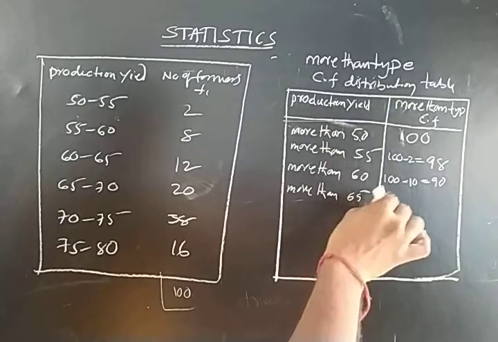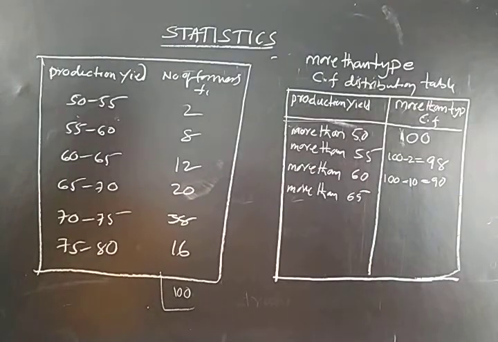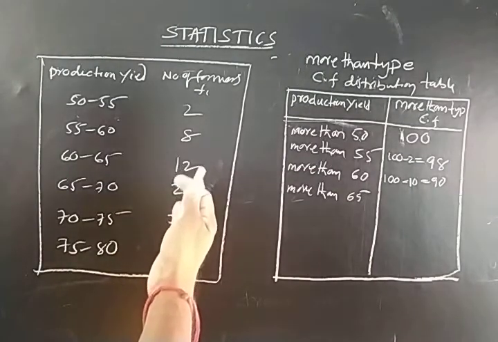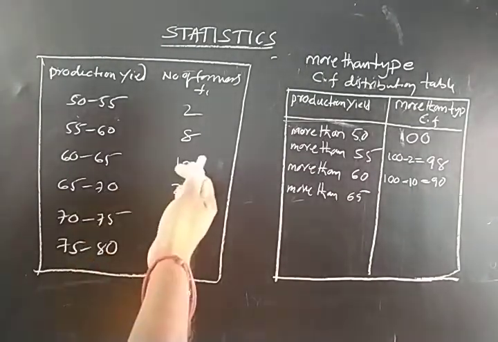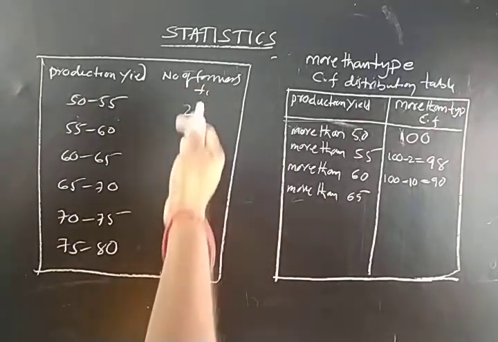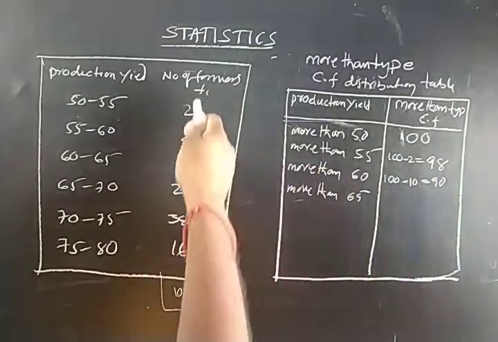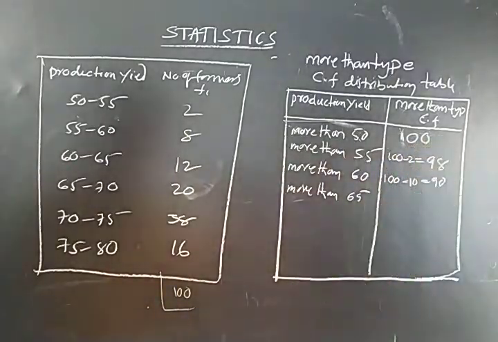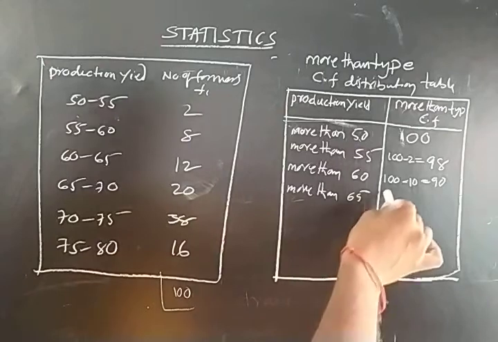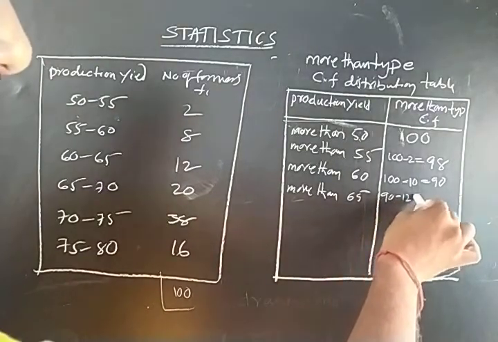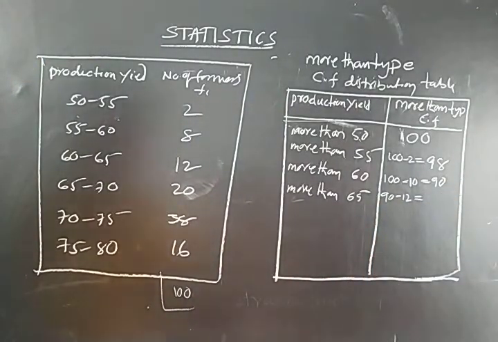Next, more than 65. More than 65 means we need all of this and have no need of this. So from 90, instead of adding all these and subtracting from 100, I am subtracting 12. 90 minus 12 is 78.